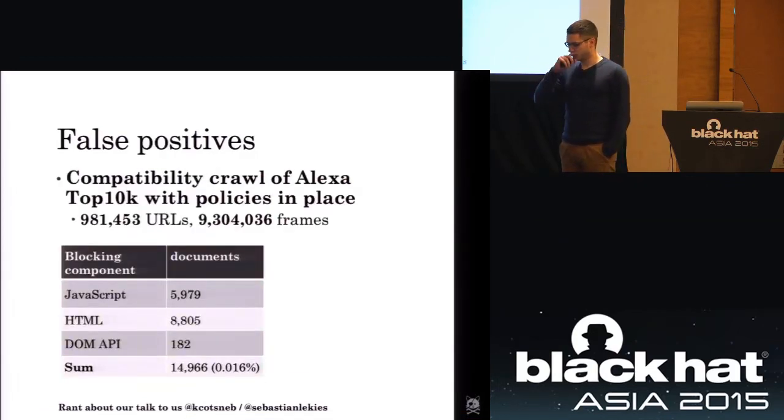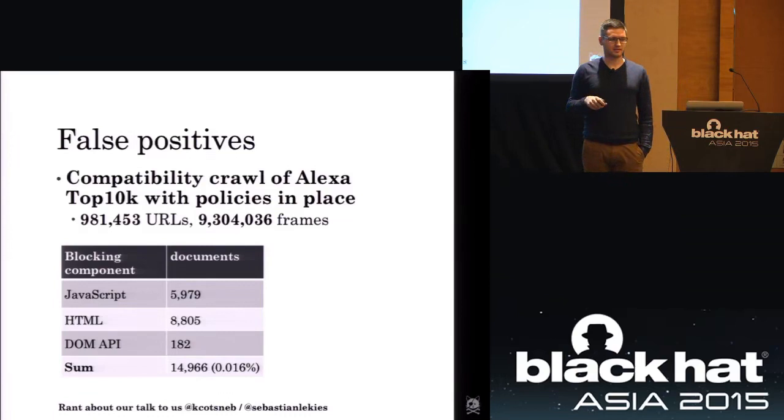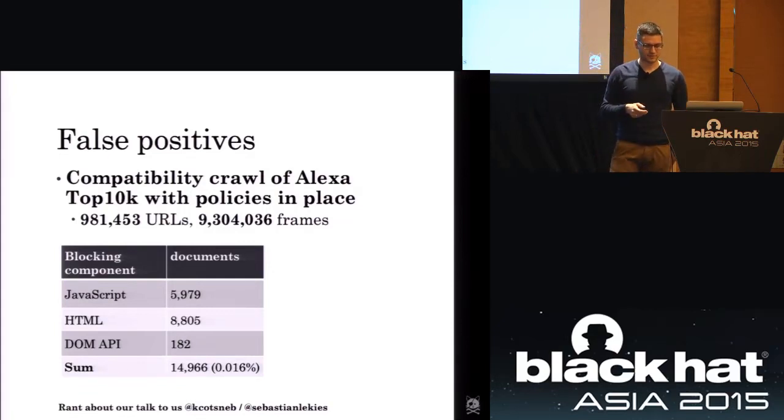More interestingly, we looked at false positives. In order to get a number of false positives, we conducted a compatibility crawl of the Alexa Top 10K, I think also going down 2 levels, and crawled roughly 1 million URLs. And since each URL contains more than one frame, think about advertisements typically having their own frame, Facebook likes and stuff like that having their own frames, in total we crawled 9.3 million frames.